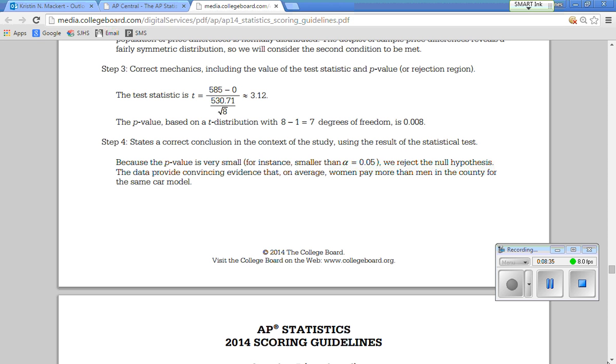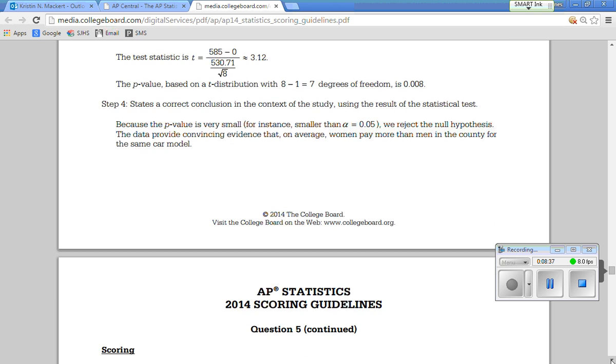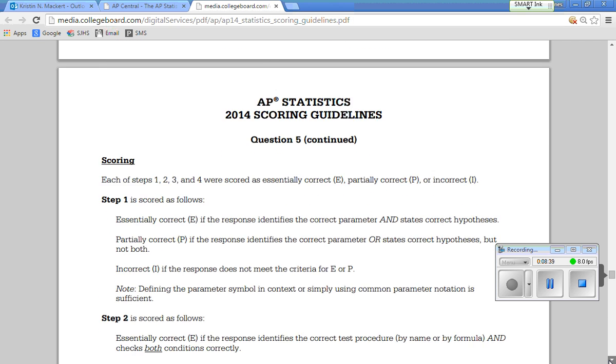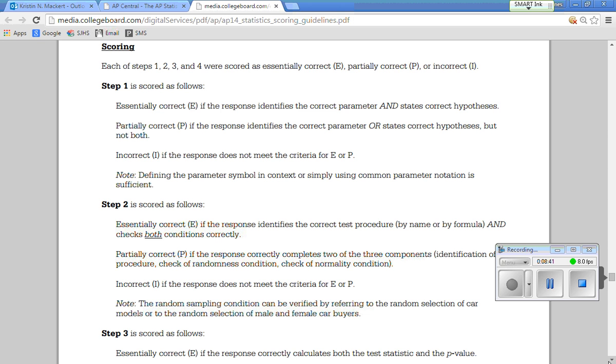Okay, all right, so conclusion and context. Let's see how that was scored. Each of the steps, 1, 2, 3, and 4, were E, P, or I. I have a little notebook where I literally write EPI throughout the whole thing. So I'll bring it next year. Well, you won't be here next year. You won't care.